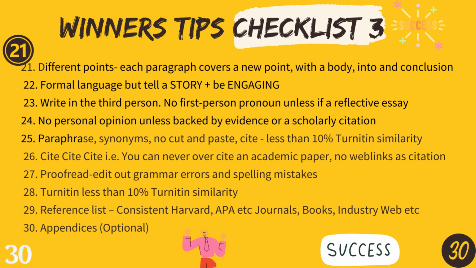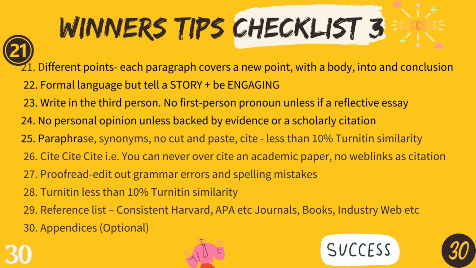Number 27, so you finish your work. Proofread everything. Edit out all the bad grammar or the spelling mistakes. Reduce them. Number 28, Turnitin. You see some people submit work with 40%, 50%, 90% Turnitin similarity, and you're wondering why would you do that to yourself? You have the opportunity to test it out first before submitting. So test it out, and if the similarity is too high, take it down and reduce it by paraphrasing.